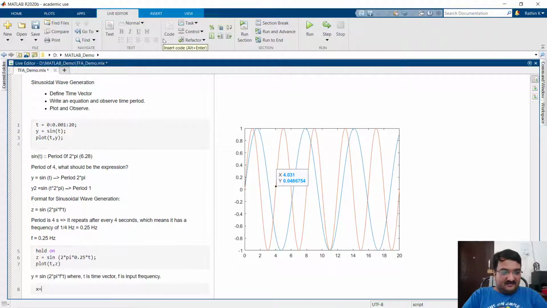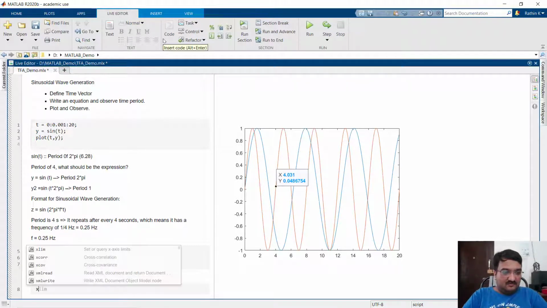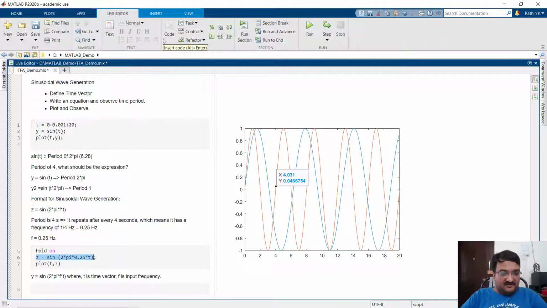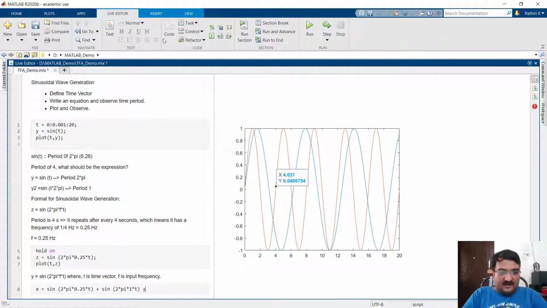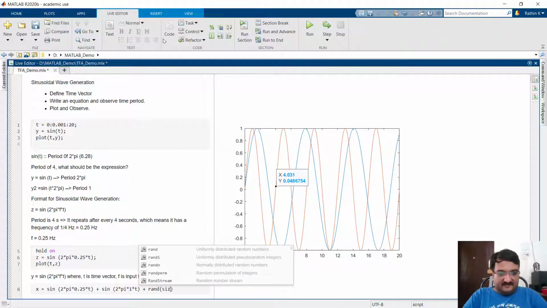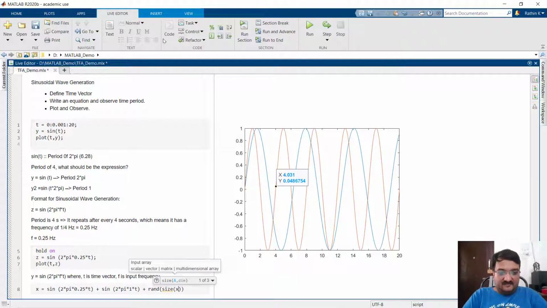So x, I'll name it as x. X is equal to, we'll copy this, so we'll say over time, x is equal to this, which is already the signal which we have. I am adding some more components to it, similar kind of components. 2 pi, let's make a frequency 1, so it repeats at 1 second, and I will also add a random noise here, a random noise of size of x.